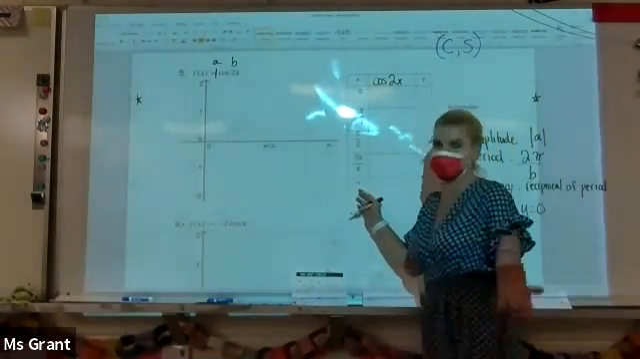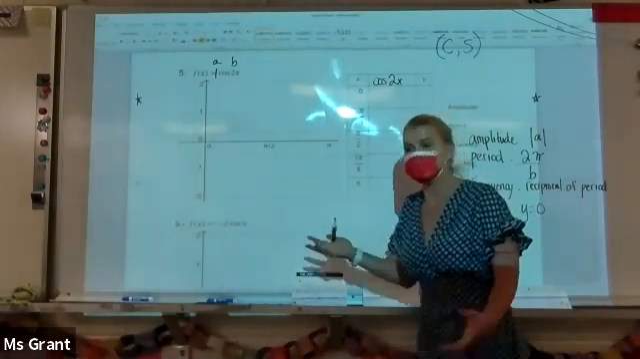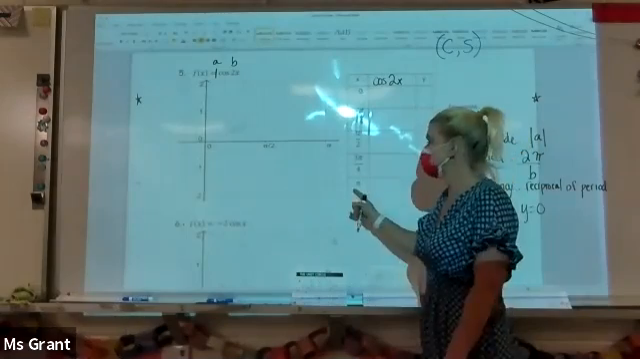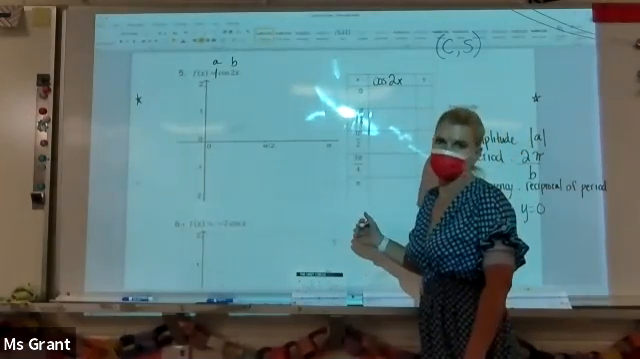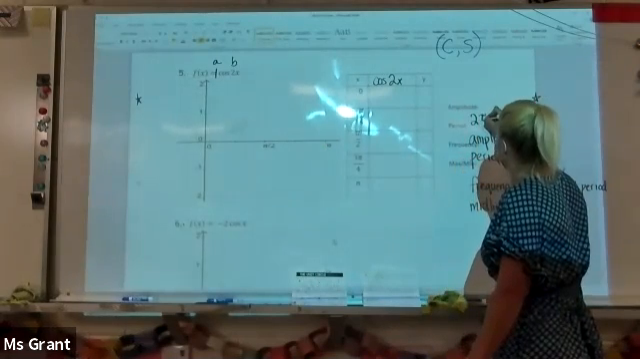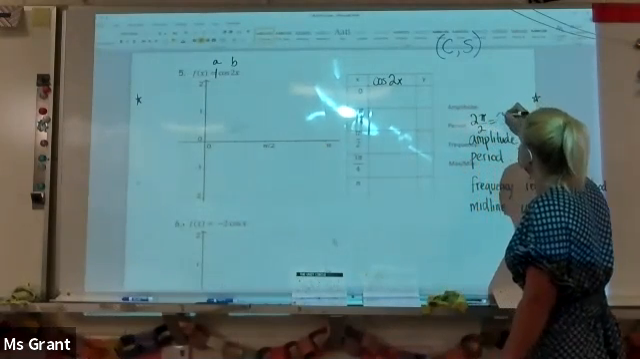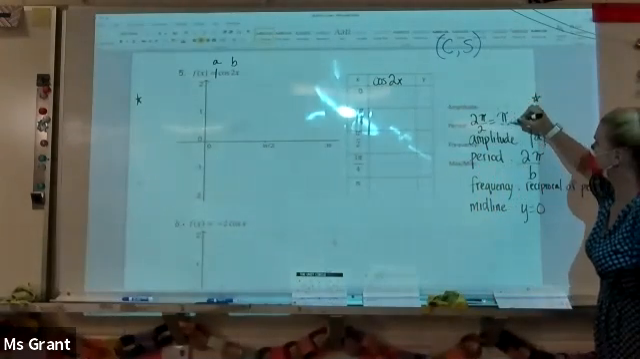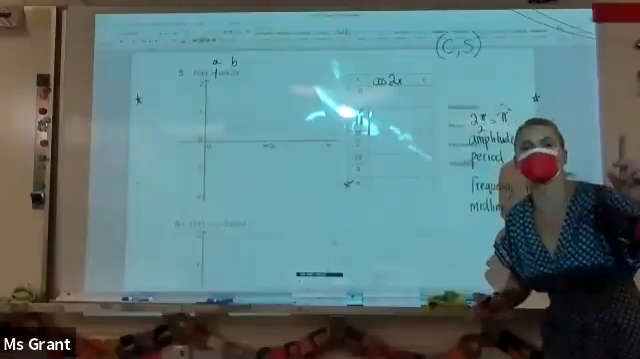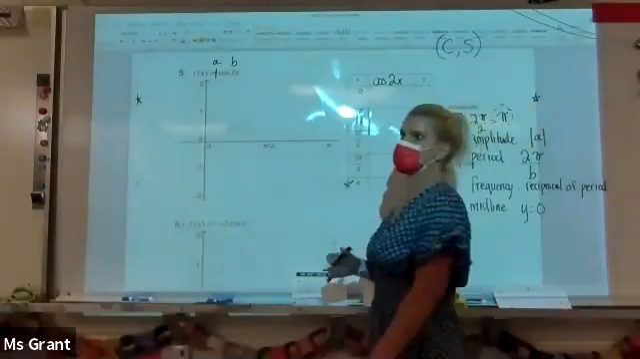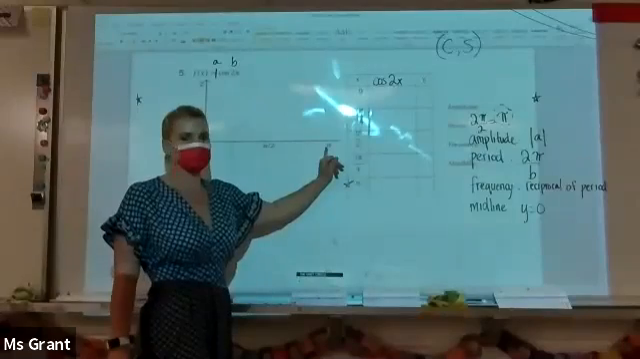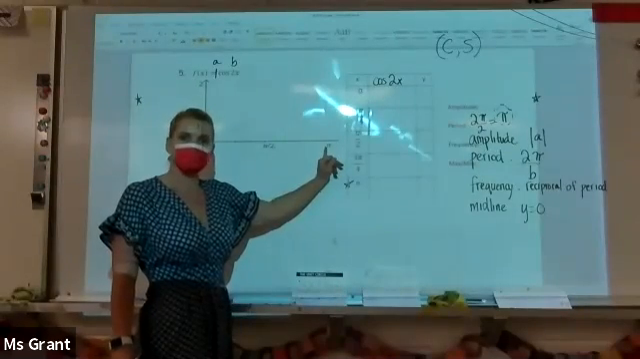Now you're probably wondering, how did she know to pick those? Yes, I made the worksheet, but how would you know if these were blank? Well, first job, find the period. 2 pi over B. 2 pi over 2. My period for number 5 is pi. That's why pi is at the end. That's one whole cycle through.